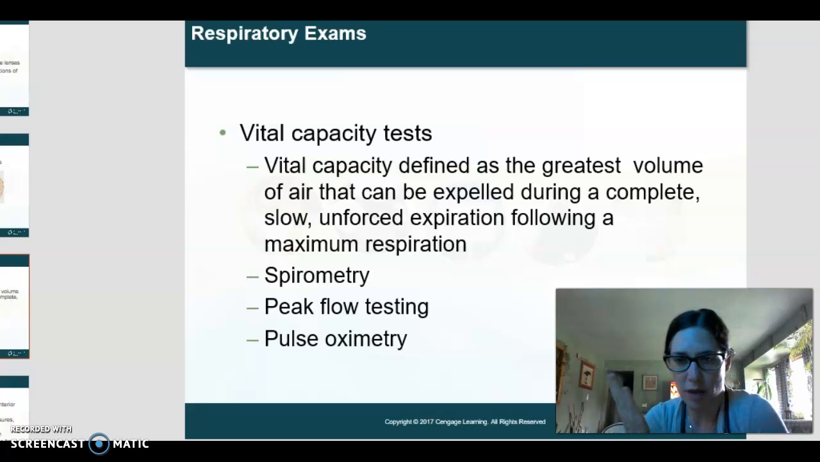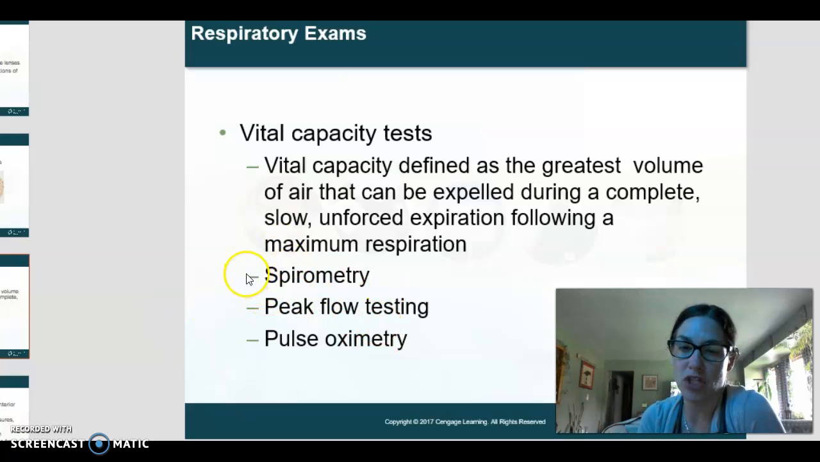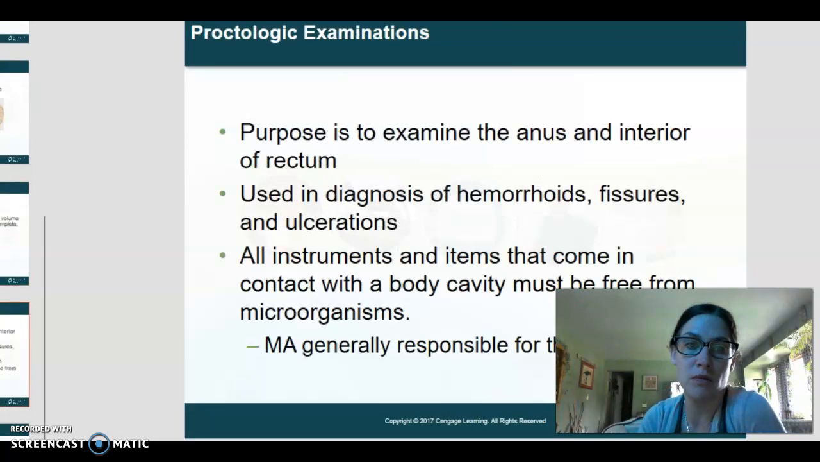Pulse oxes are probably going to be the most common thing that you're going to use to measure your respiratory status. If a patient is a known asthma patient, you'll probably do these things. If a patient has really bad shortness of breath, the doctor may say, let's do a spirometry on them. But that just determines how much oxygen a patient's getting on their own, just with a natural oxygen environment in the air, without O2.